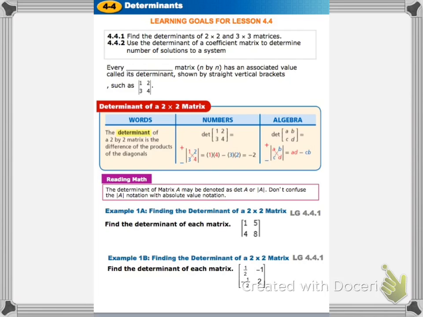So our learning goals are to find the determinant of both 2 by 2 and 3 by 3 matrices, and to use the determinant of a coefficient matrix to determine the number of solutions to a system.